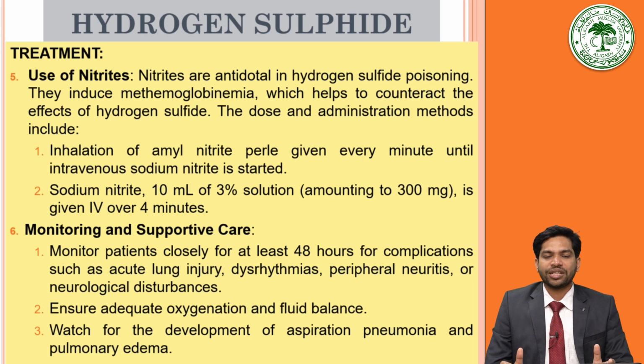Then for the monitoring of hydrogen sulfide poisoning, monitor the patient closely for at least 48 hours for complications such as acute lung injuries, dysrhythmias, peripheral neuritis and neurological disturbances. Ensure adequate oxygenation and fluid balance. Watch for the development of aspiration pneumonia and pulmonary edema.